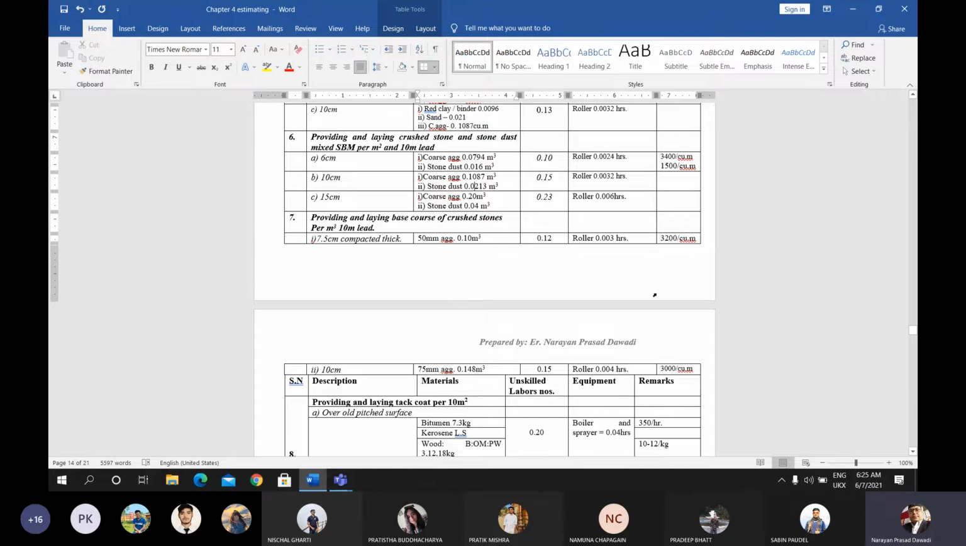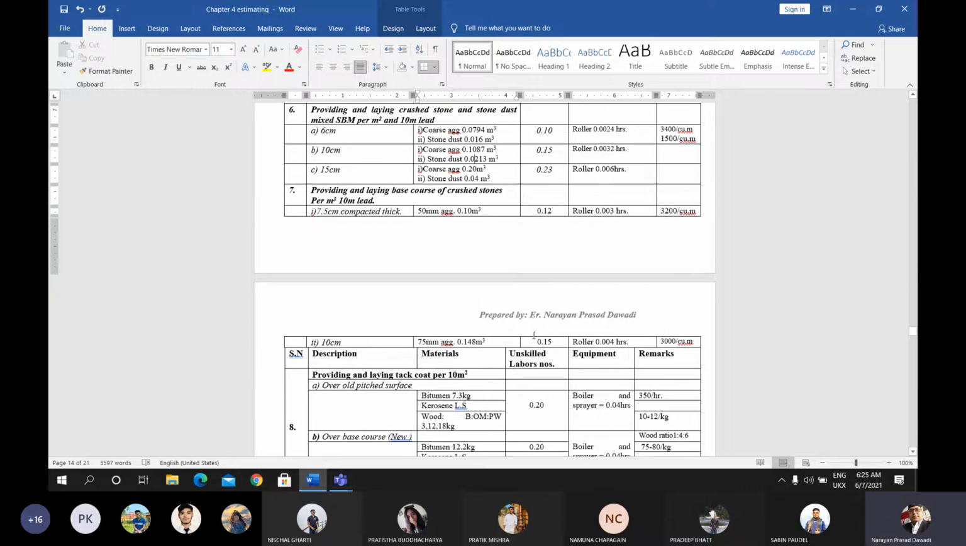And the labor required for 7.5 centimeter will be 0.12 number, and for 10 centimeter 0.15 number is used. Now, for equipment, the compaction is done with the help of the roller. The roller may be taken as 0.004 hours for 10 centimeter, whereas 0.003 hours for the 7.5 centimeter thickness respectively.